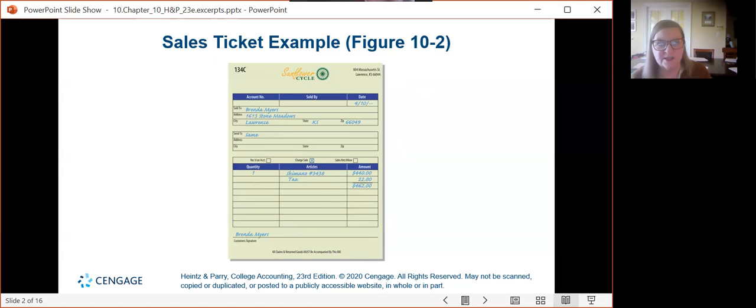That's the only reason we're looking at these manual tickets, because more than likely when you go to work, you won't be dealing with these manual tickets. You'll be dealing with a system that is recording the same type of stuff. Okay. So that's when a wholesaler sells to a retailer, usually they would use that.